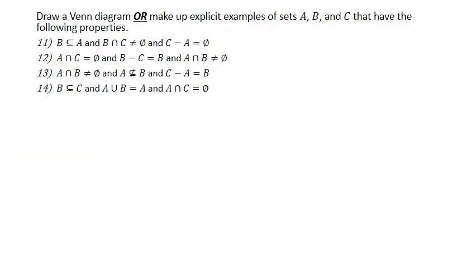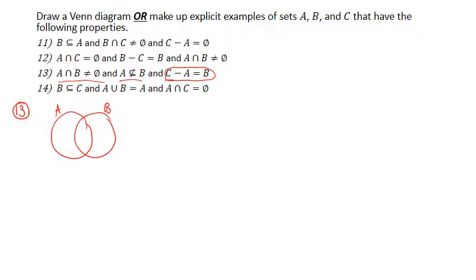Okay, so number 13. All right, so A and B's intersection should be non-empty, and A should not be a subset of B. So if I just draw A and B like this, I think that'll be fine. So A is not a subset of B, but their intersection is not empty. And then finally, this part is a little bit weird, so C minus A should actually equal B.